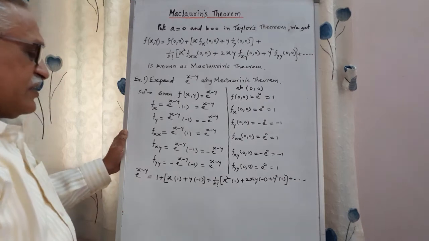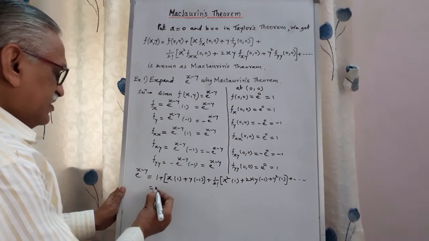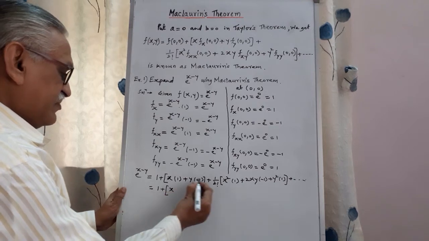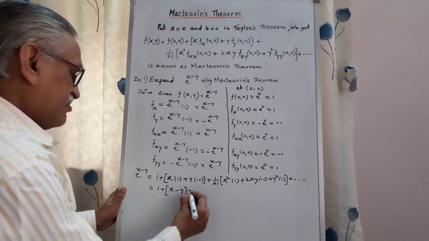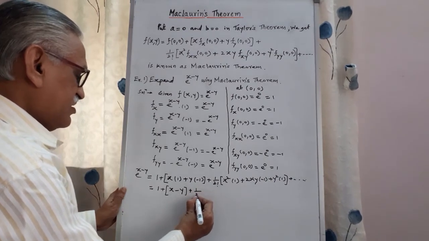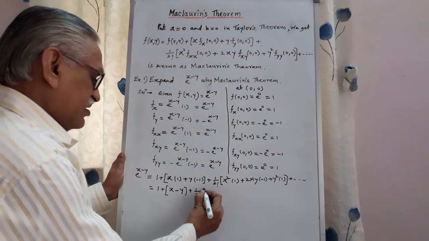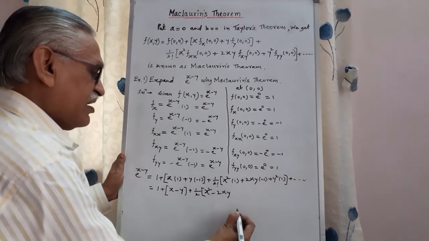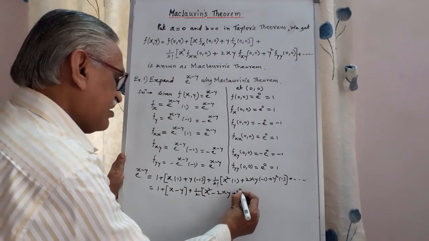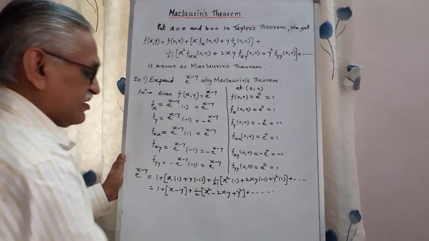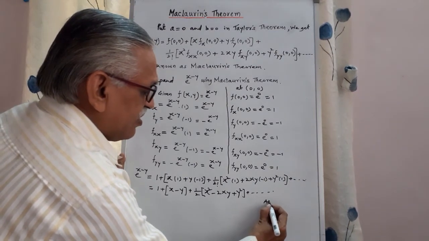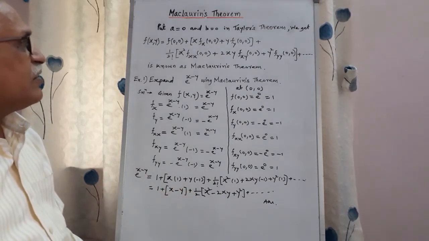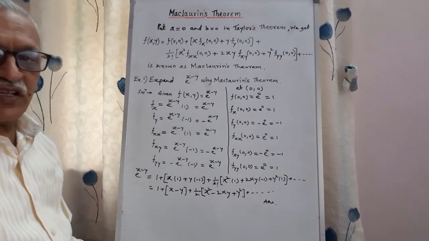And plus so on. If you simplify it, we get the required series as 1, first term, plus x minus y, plus 1 by 2 factorial. 2 factorial is 1 times 2, therefore 1 by 2 into x squared minus 2xy plus y squared, and so on, as the required answer. Whatever series we are getting is called the Maclaurin series obtained by Maclaurin's theorem.